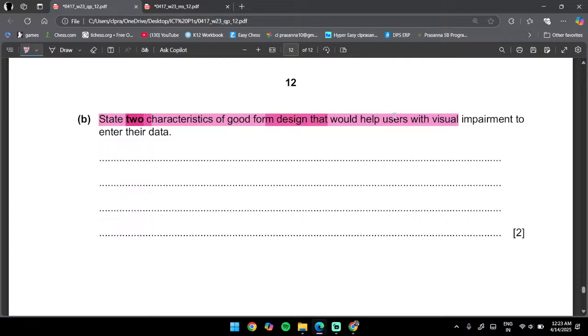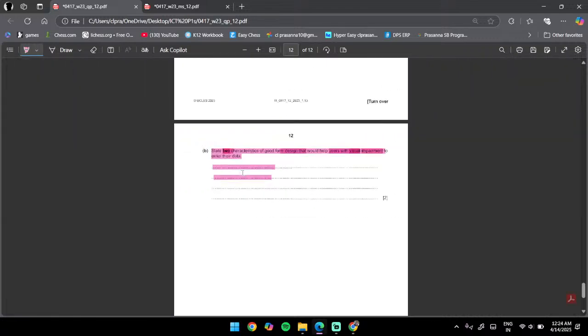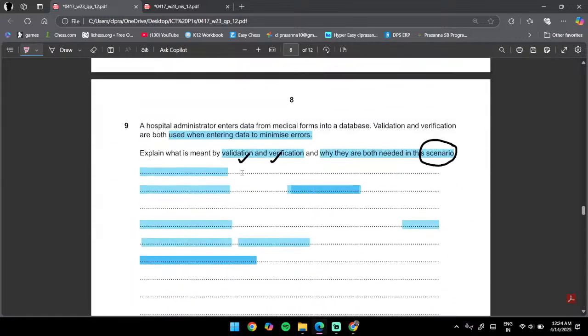Of a good form design that would help users with visual impairment to enter their data. If they're talking about entering data, I could have a feature such as text to speech to hear the questions or the requirements, and then voice data entry to enter it. I could also say use big fonts so that it's clearly visible. Use navigation or help buttons to help them go through the form. So that's something I would have said, and that's all for this stream.